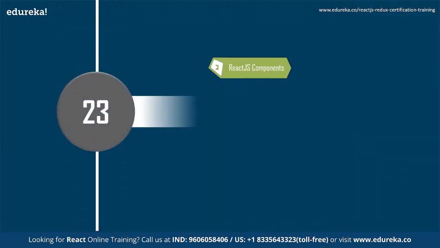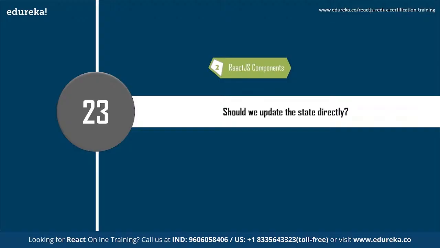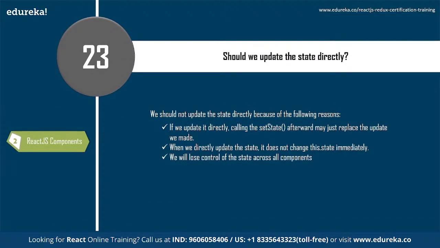Now moving to the next question, that is, should we update the state directly? To answer this question, we should not update the state directly. And why should we not update the state directly? Because if we update the state directly, calling the setState function afterward may just replace the update we made. And when we directly update the state, it does not change this.state immediately. Instead, it creates a pending state transition, and accessing it after calling this method will only return the present value, and we will lose control of the state across all the components. So that's why we should not update the state directly.